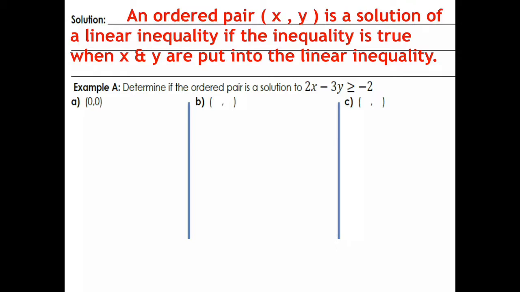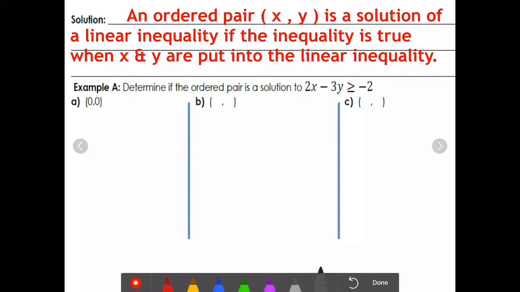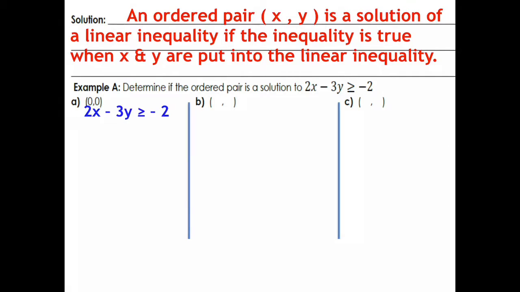We're going to start out by putting A, which is 0, 0, into the inequality. The inequality that we're talking about is this inequality right here. So I'm going to rewrite this inequality with parentheses. So you see we have an x and a y. The x is behind the 2, the y is behind the 3. This is in standard form because you can see it's ax plus by equals c.